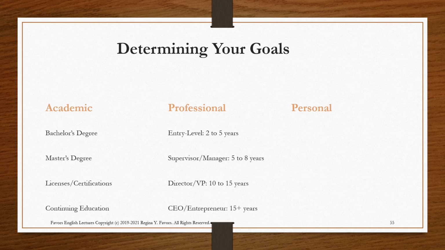So let's look at professional. So if we are looking at professional, it is clear that everyone has to pay their dues. Paying their dues is always entry level. And you stay in a position 2 to 5 years at the entry level, whatever that job is, whatever that position is, whatever that industry is. And then the normal trajectory is always supervisor to manager. And so you stay in that job 5 to 8 years.